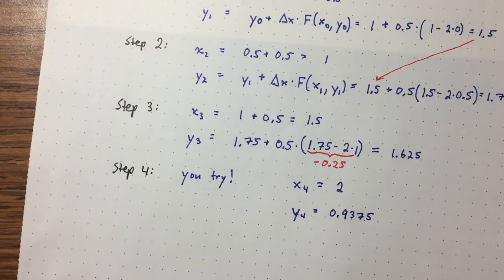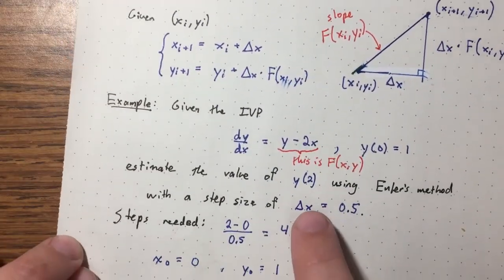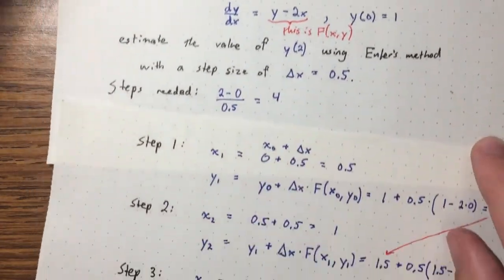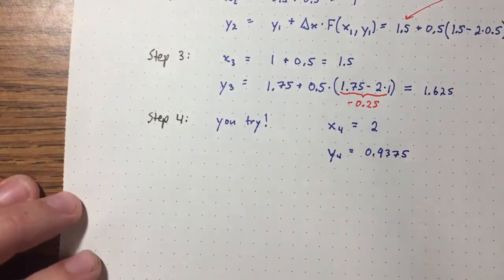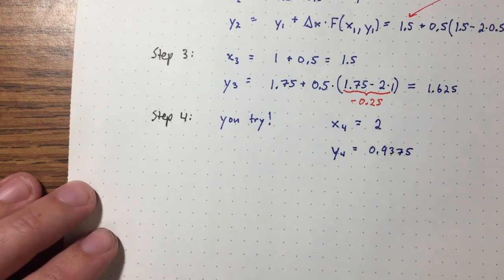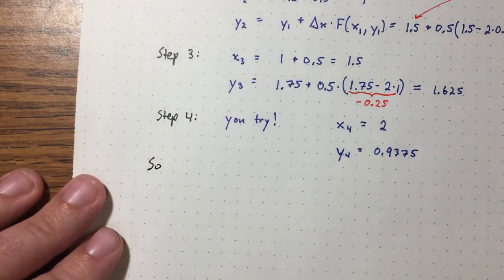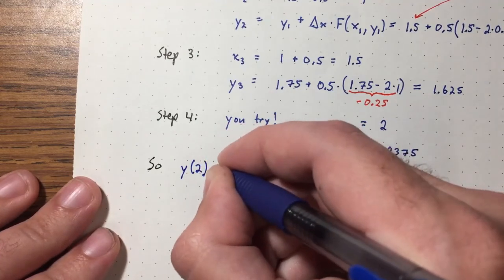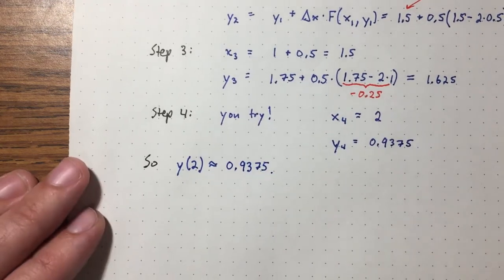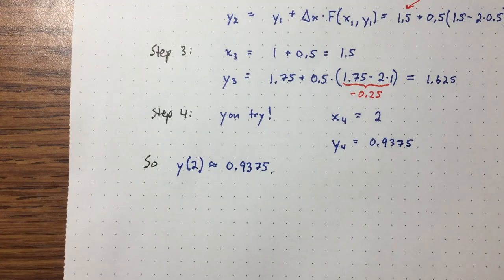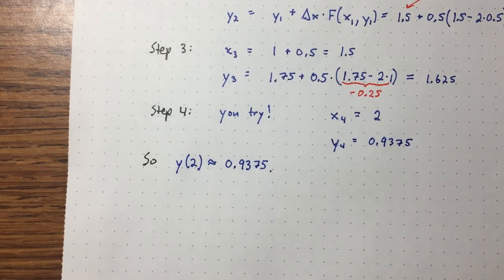And so what does that tell us? Well, we're looking for a value of y when x equals 2. So we sort of stepped all the way over until we got to x equals 2, and what's our y value? Our y value is 0.9375. So y of 2 is approximately 0.9375. Great. Okay, so that is Euler's method. And again, it's based on the idea of direction fields. Direction fields are really important, and we're actually going to make reference to them a lot in future lectures. So that'll be it for today's lecture.